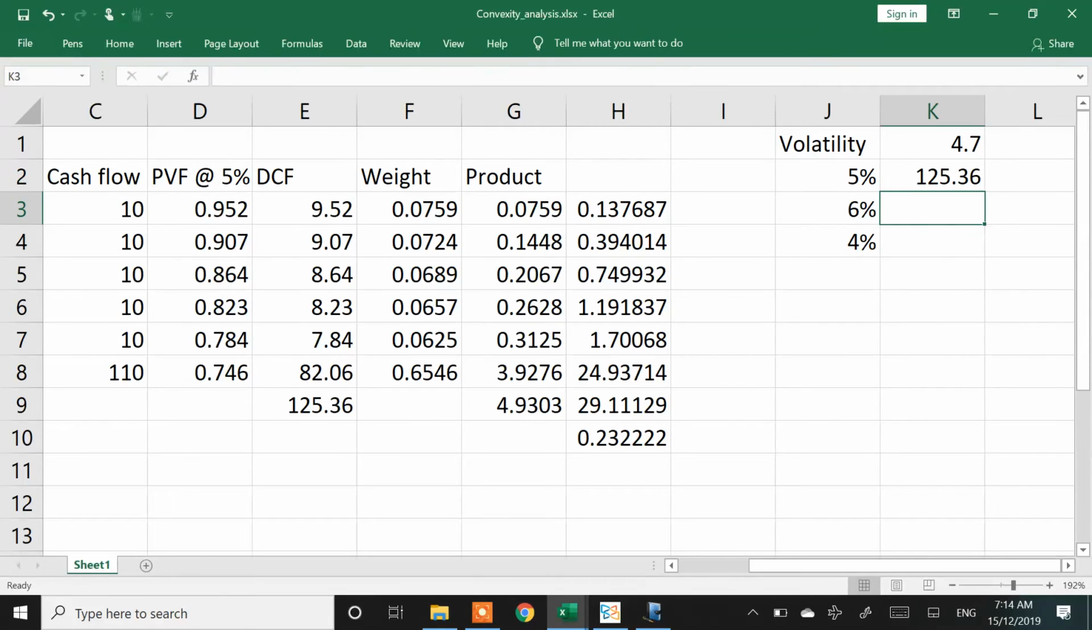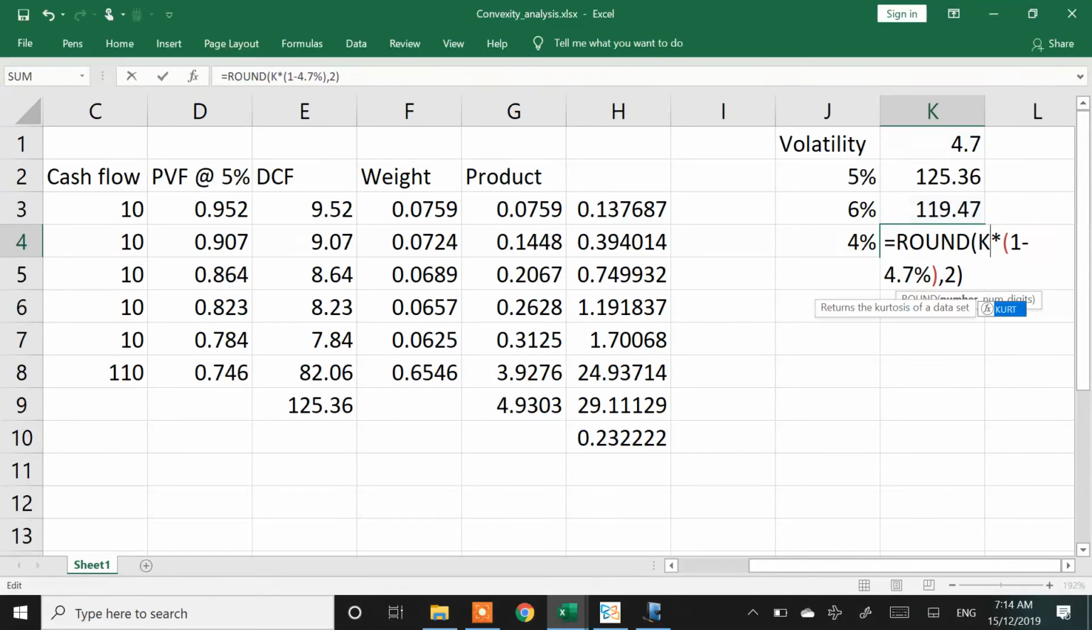What this concept says is, if interest rates go up by 1% or change by 1%, the price will change by 4.7%. So according to this theory, this 125.36 will fall by 4.7% if rates go up, and will increase by 4.7% if interest rates come down.